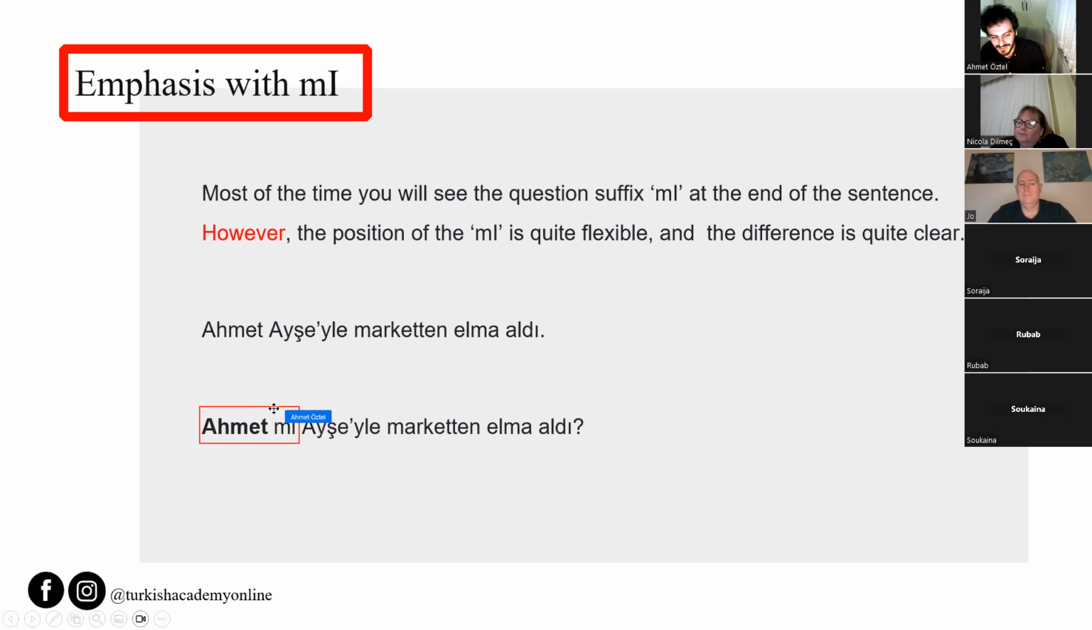Of course, I cannot put m at the beginning because there is nothing I'm focusing on. So it should be either in the middle of the sentence or at the very end of the sentence.